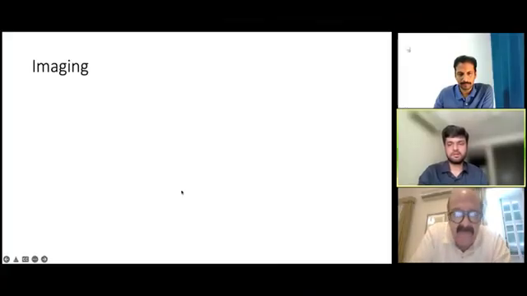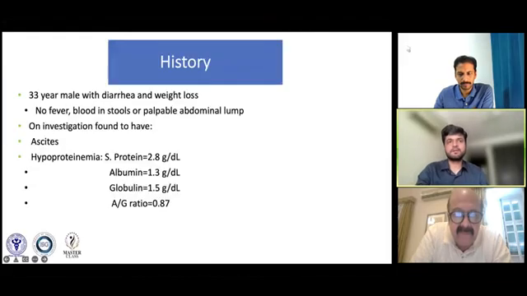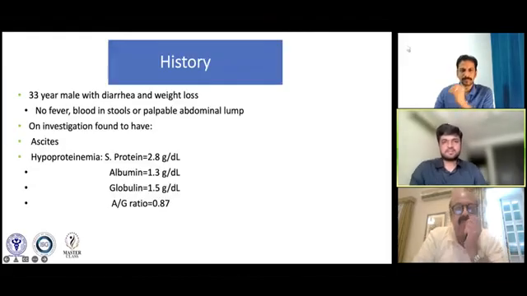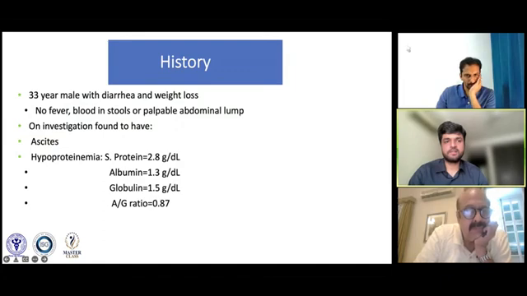So, we have an interesting case scenario where we'll be able to see how the involvement of a radiologist as well as a gastroenterologist helps.